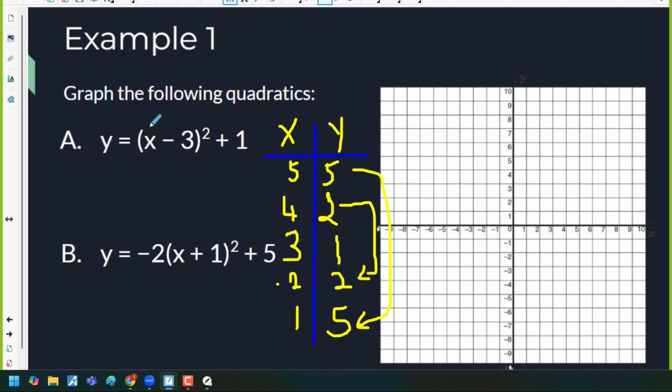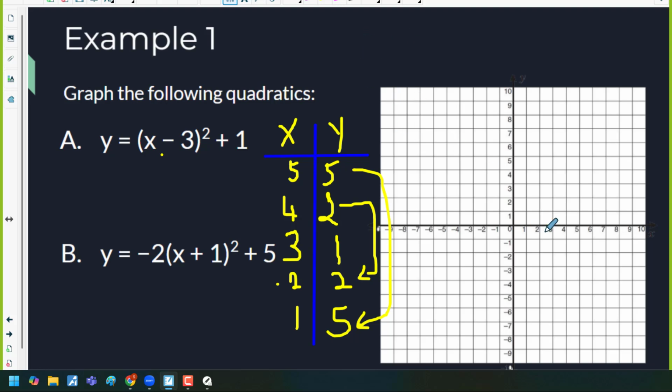Plug in 2. We have 2 minus 3. 2 minus 3 is -1. But remember, -1 times -1 is +1, and +1 plus 1 is 2. So that checks. This is 2. And if I plug in 1 into our equation, 1 minus 3 is -2. But -2 times -2 is +4. And 4 plus 1 is 5. So we know we did it right because these numbers are the same. 5 and 2, 2 and 5.